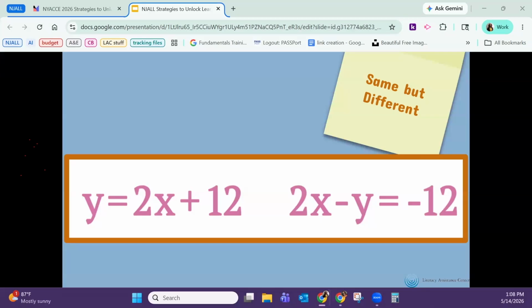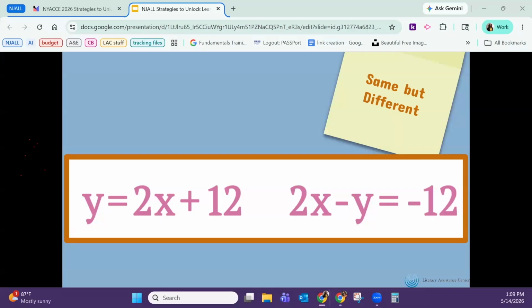The reason that they're different is one is in y equals mx plus b, also known as slope intercept form, and the other is in standard form, but they are both linear functions. And they are, in fact, the same graph of the same line. And they both have the same slope, obviously, because they are the same line, right? But they're different because they're in different forms.